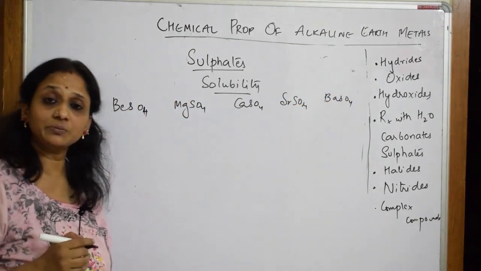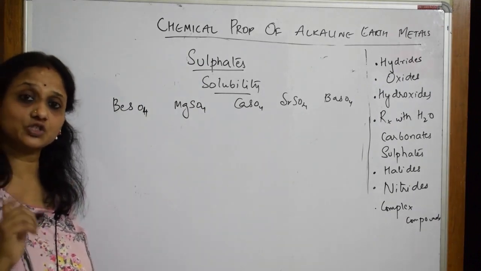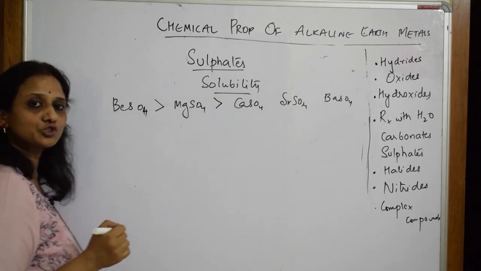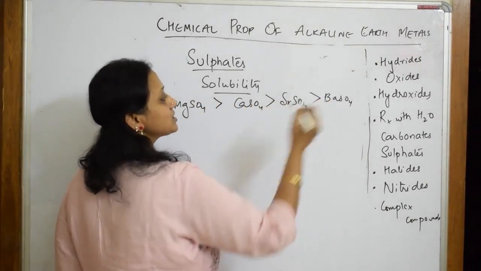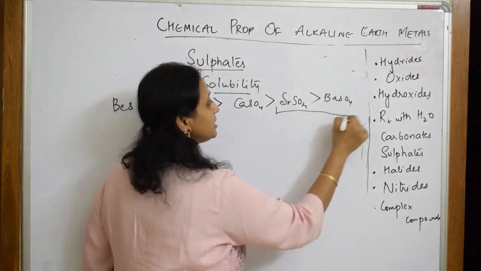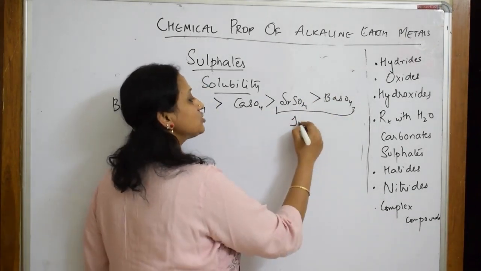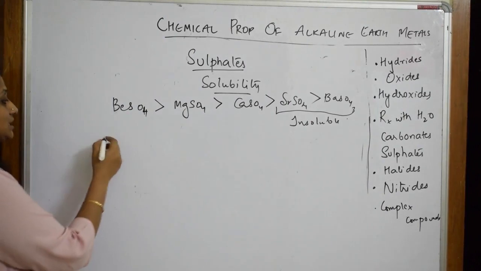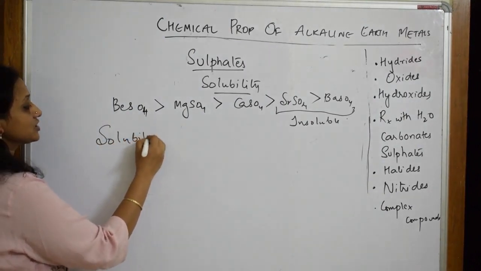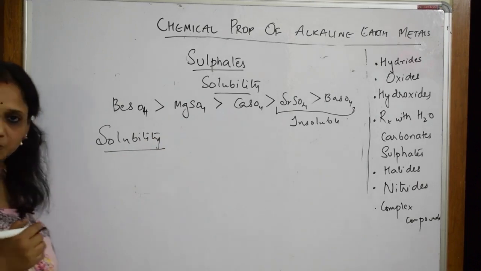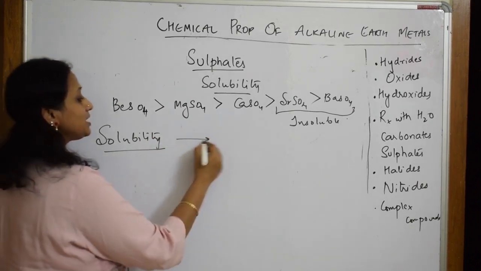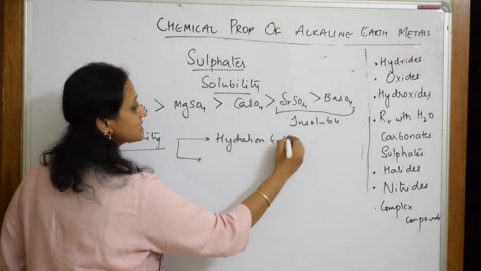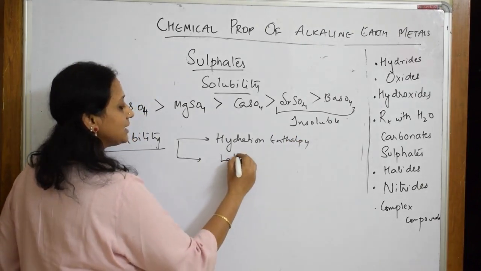When I have to speak about the solubility of the sulfates, you may be asked a question based on it. Beryllium sulfate is more soluble than magnesium sulfate, which is more soluble than calcium sulfate, which is more soluble than strontium sulfate. Strontium sulfate and barium sulfate are almost insoluble in nature. Why are they insoluble in water? Let us see the reason. Whenever you speak about solubility, you either speak in terms of KSP, or you can speak in terms of two important concepts, hydration enthalpy as well as lattice enthalpy. Remember this.